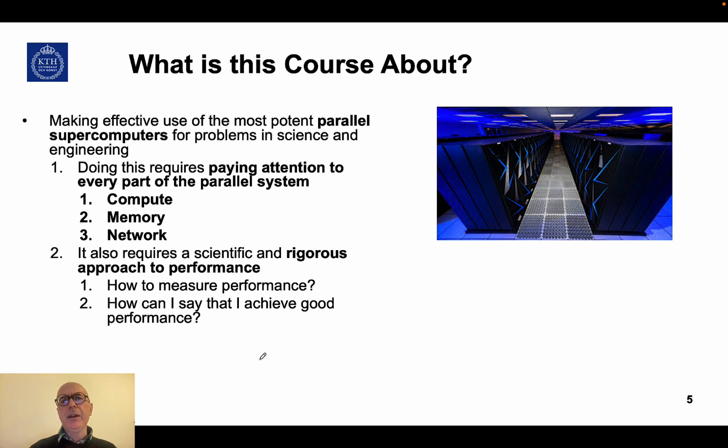So what does making effective usage of a parallel computing system entail? Well, doing this requires paying attention to every part of the parallel computer system, including the computing part, so the processor, the memory system, and the network. In addition, it requires a very rigorous and scientific approach to performance analysis and performance monitoring. So how do we measure performance? How can I say that I achieved good performance? When can I stop my performance optimization? These are two important questions that will come up over and over in this course.